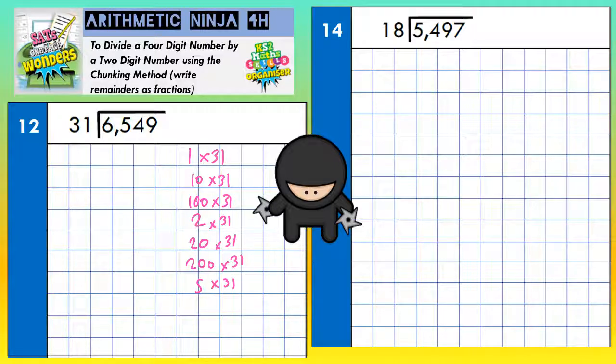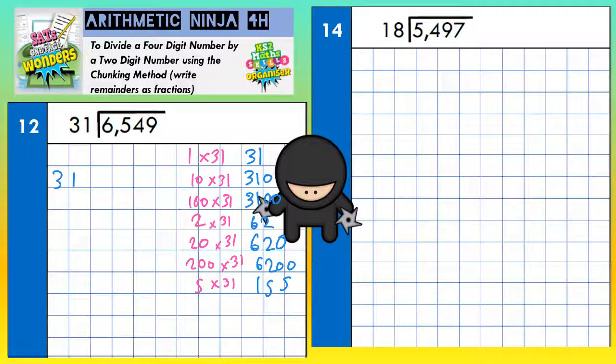Let's work those out. 1 times 31 is 31. 10 31s is 310. 100 31s is 3,100. 2 31s is 62. 20 31s would be 620. 200 31s would be 6,200. 5 31s would be half of 10 31s. Half of 310 is going to be 155.